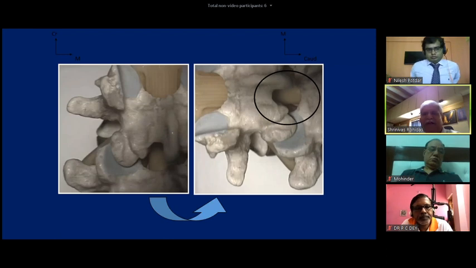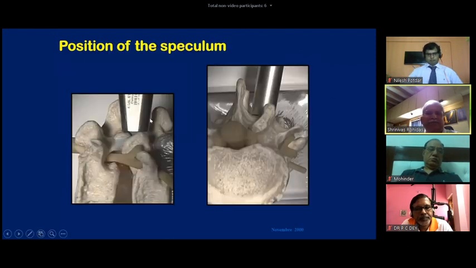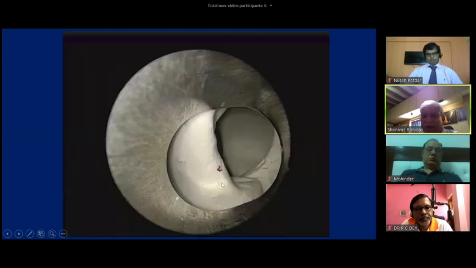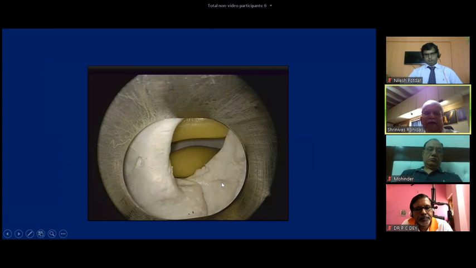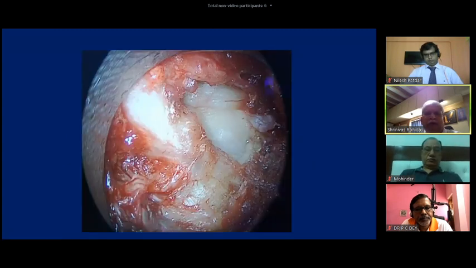Now this is left-sided. This is cranial, caudal, medial and lateral. Lateral to the spinous process, we have to expose the lamina and the interlaminar window. You can see this is cranial, caudal, medial and lateral. Now this is the left-sided approach. This is the interlaminar window.